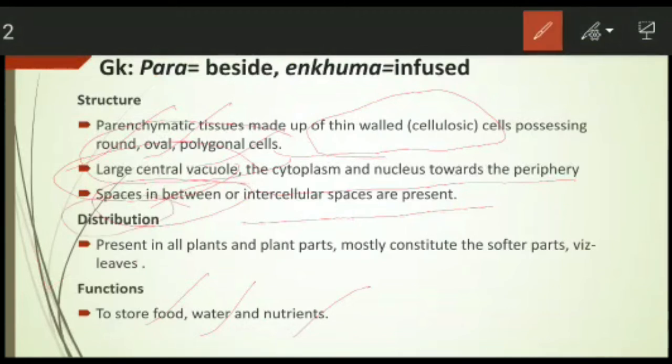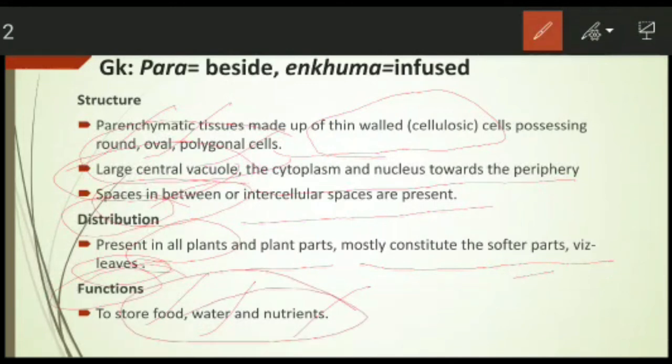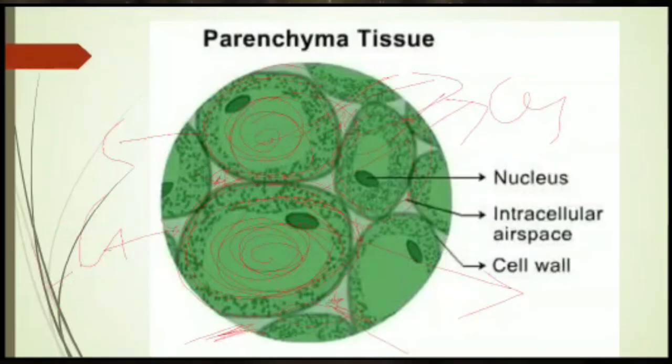Now let's see its distribution. It is universal. That means parenchymatic tissue is present in all plants and plant parts. Mostly it constitutes the softer parts, that means leaves and tender young stems. And functions, I have already told you that they play a major role to store food, water and nutrients. So this was all about the parenchyma or parenchymatic tissue.